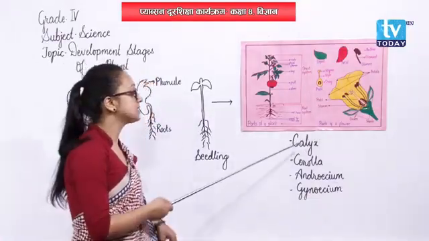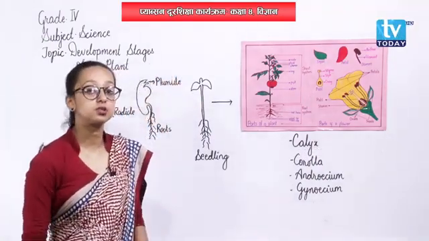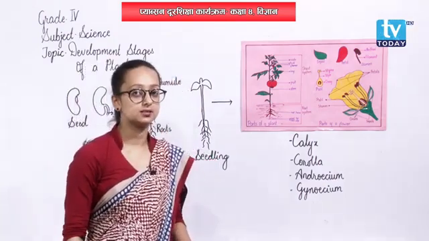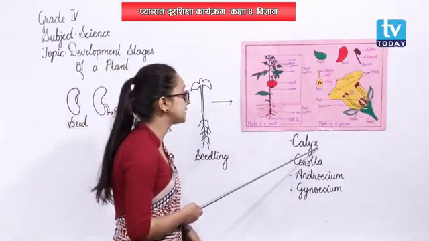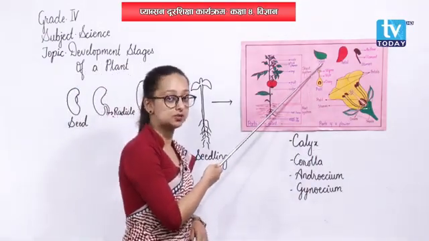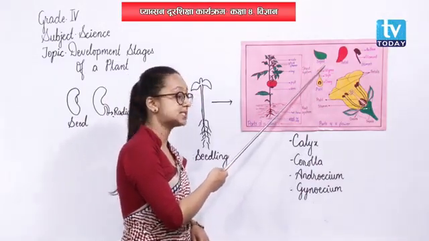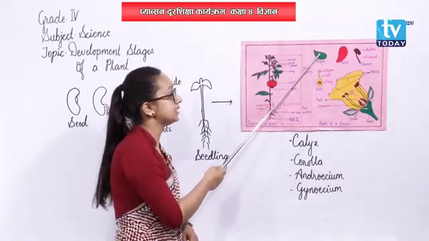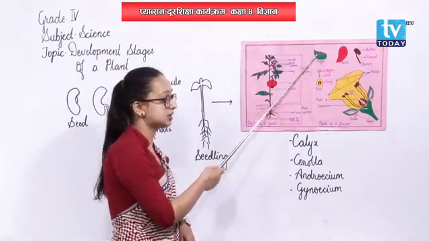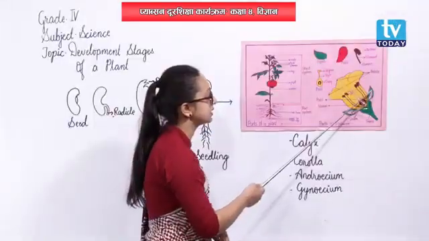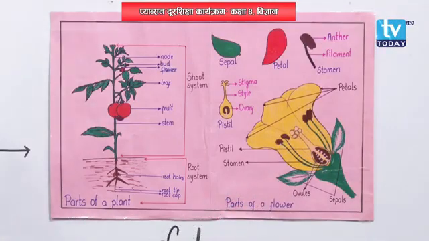Okay, now let's move on to the first part, that is calyx. It is the outermost whorl of a flower. That means it is the outer covering of a flower. And calyx is made up of sepals. What is it made up of? Calyx is made up of sepals, many sepals. Okay, and sepals are green in color. Now see here, I have drawn an individual sepal here, but in flowers, sepals look like this. Okay, these are the sepals, they are green in color.